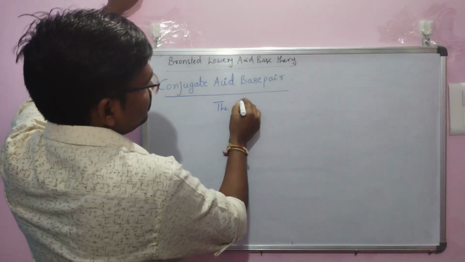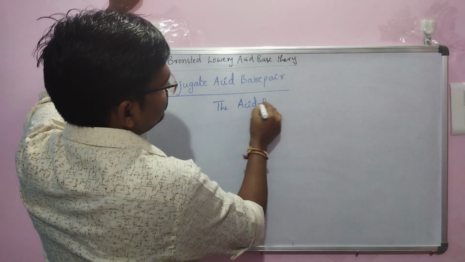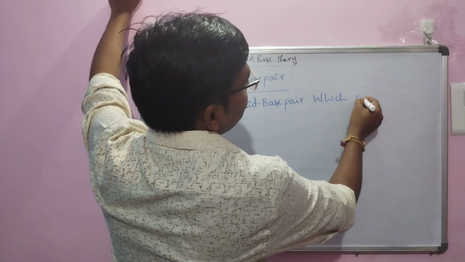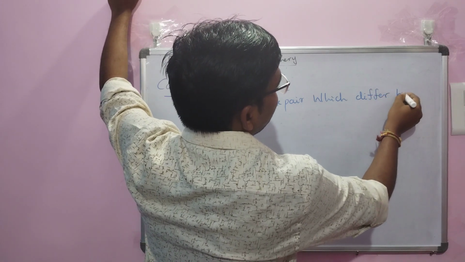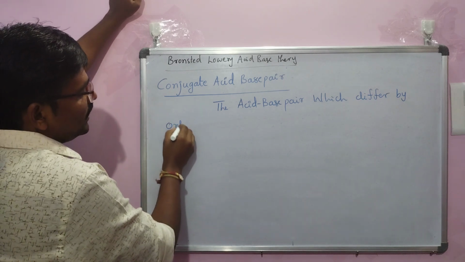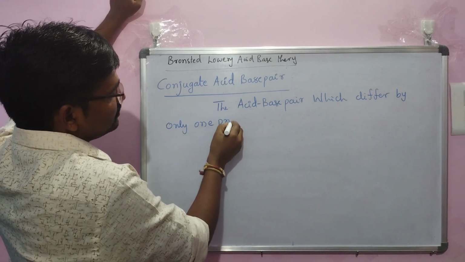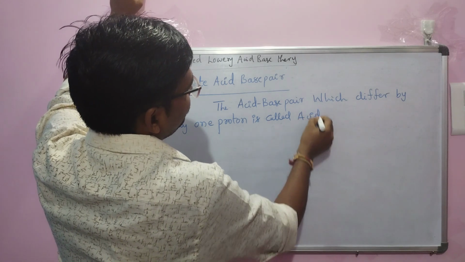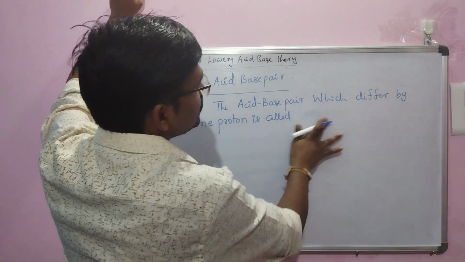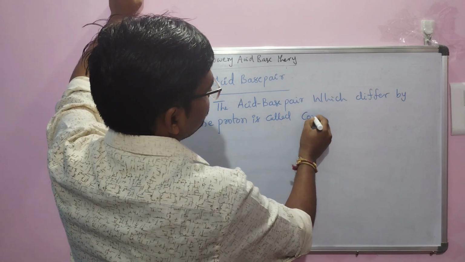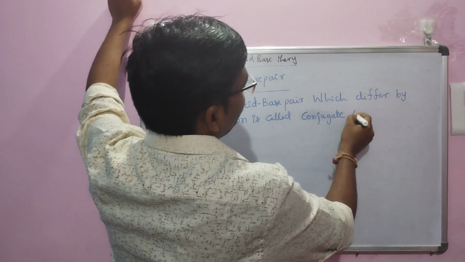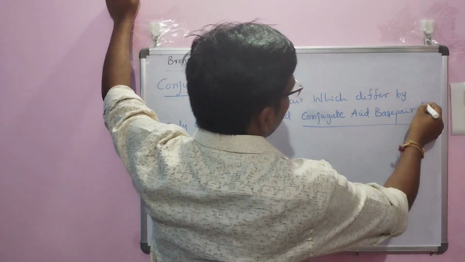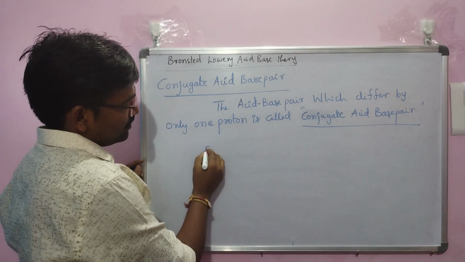The acid base pair which differs by only one proton is called a conjugate acid base pair. Conjugate acid base pair.